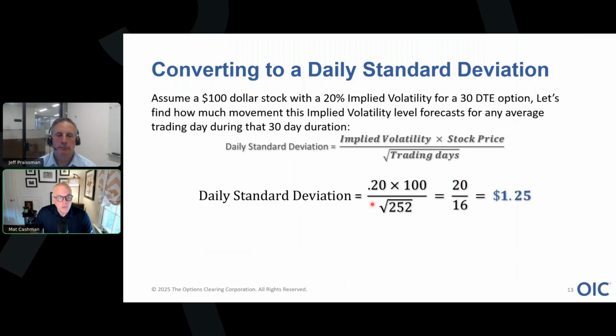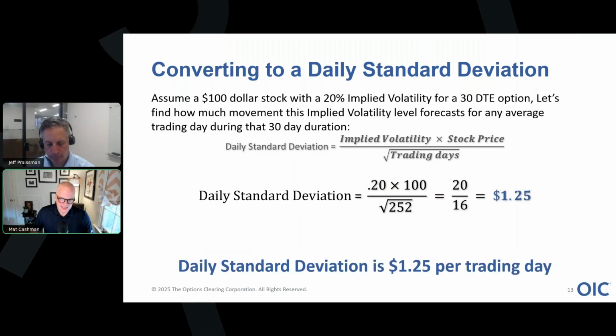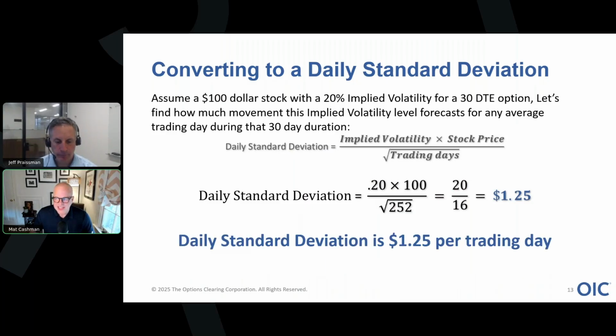So I divide by the square root of trading days, which is 16, the rule of 16. What that spits out to you is a number in price terms as to how much you might expect that stock to move on a daily basis. Daily standard deviation in this case is $1.25 per trading day. That's a $100 stock with a 20% implied vol.